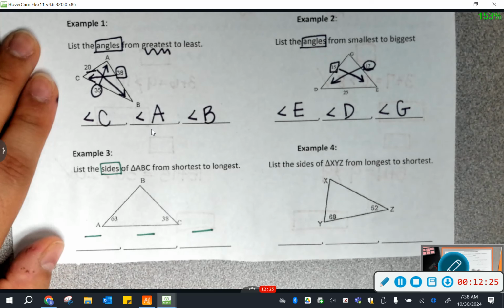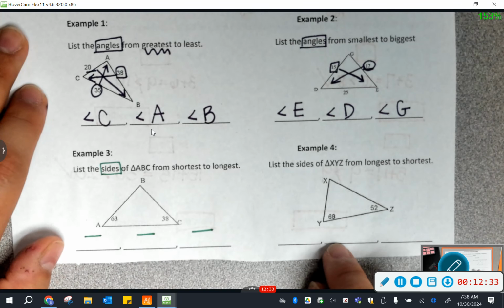Can you get the door, please? No? Oh, yep. Yes. Which one? Yes.